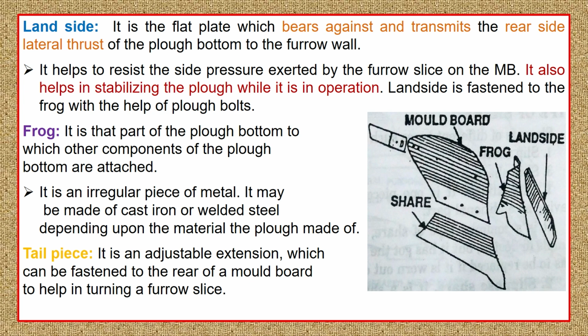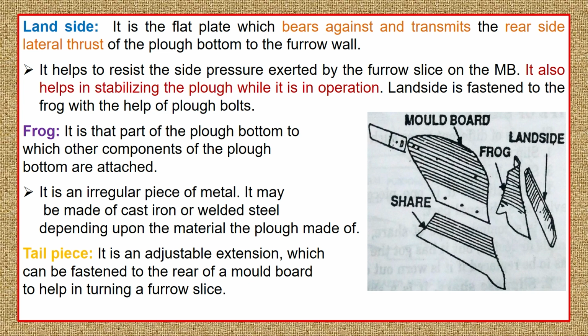While it is in operation, there will be a force acting upon the moldboard, so that tends to cause a rotational effect on the plough, and to nullify that, land sides are provided. The land side will move close to and in contact with the furrow wall, and meanwhile it receives the lateral thrust from the plough and transfers it into the furrow wall.